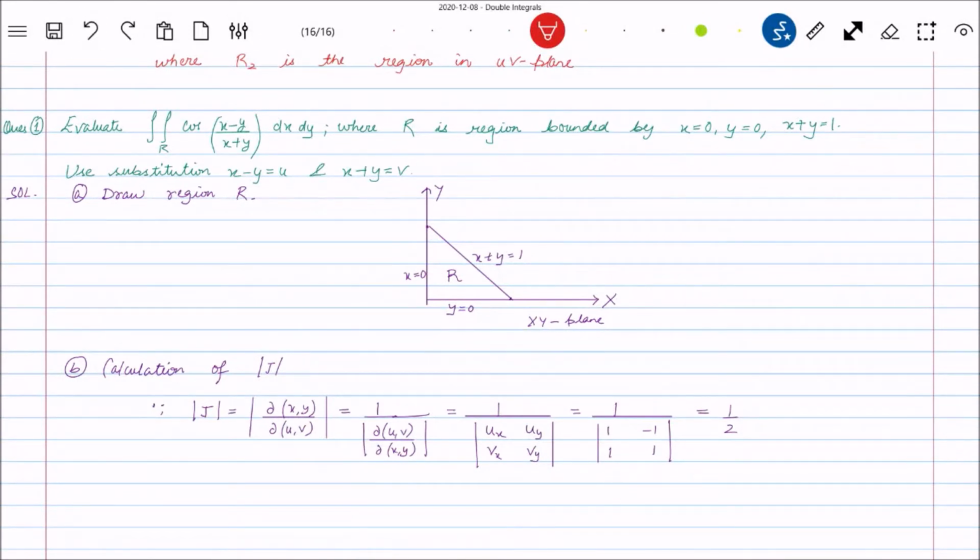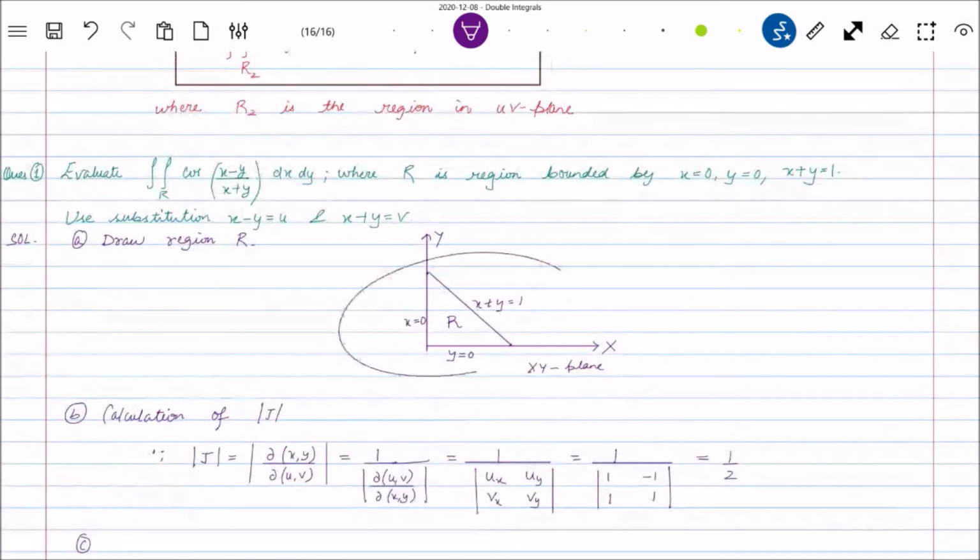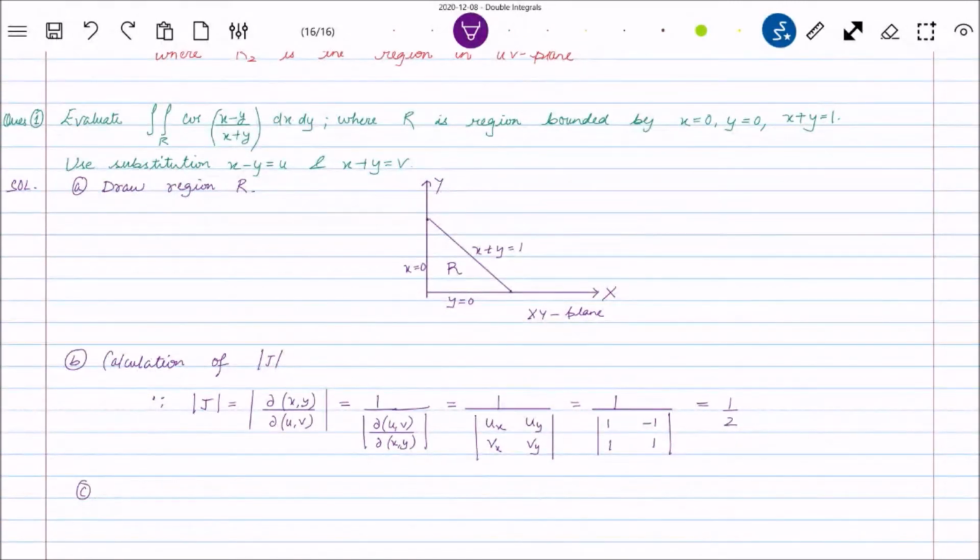Okay, now the third phase of this problem. The third phase is about the transformation. You should focus on the boundaries of this region R. Please tell me the boundaries of this original region. How many boundaries is it having?